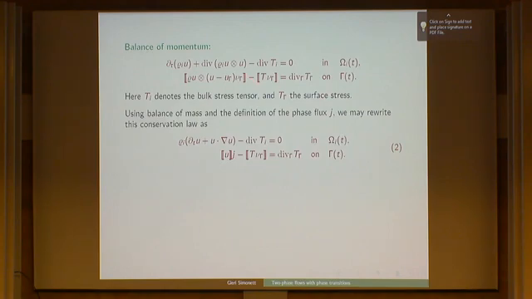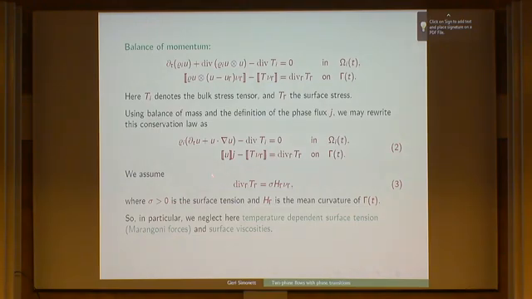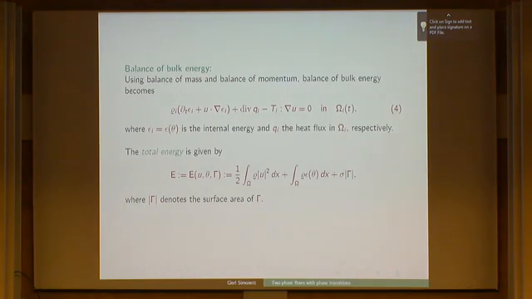That's the surface stress. The assumption that I will make is that the surface stress is generated by, or is proportional to, the mean curvature vector. In this talk, we're ignoring that sigma could be temperature dependent. The thermodynamics changes, and I will point that out. So I'm ignoring the effect of Marangoni forces, or you could also have surface viscosities, which makes it even more complicated.